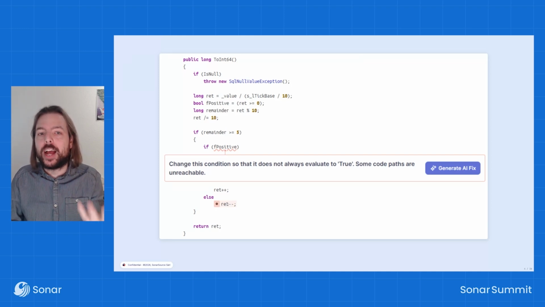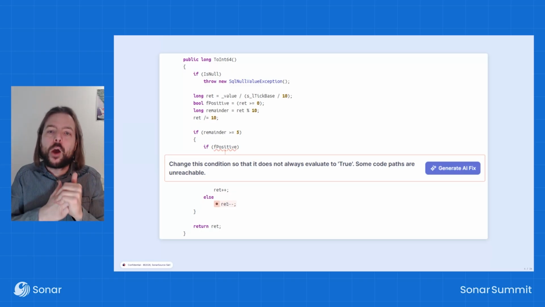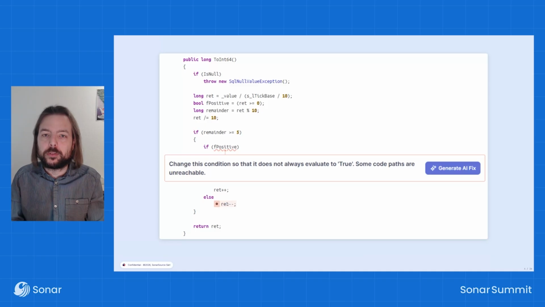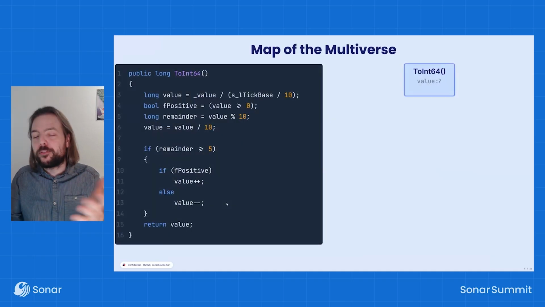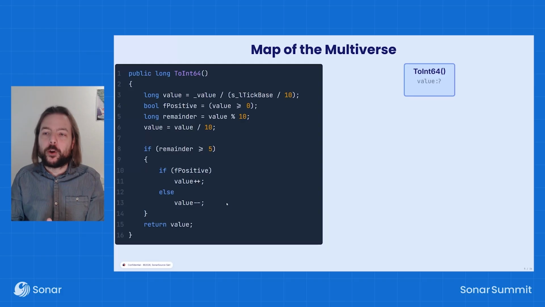So the analyzer highlights this. And this is very powerful. And I want to give you a bit of insight on how the analyzer finds and detects this. So we create together now the map of the multiverse of this piece of code.